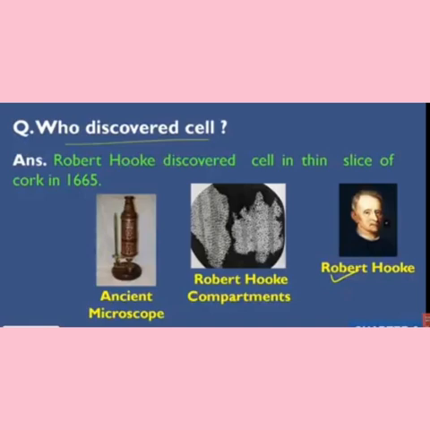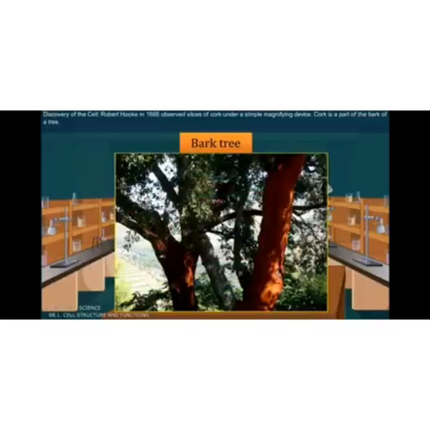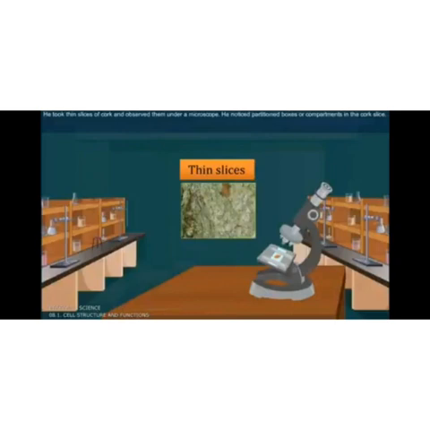This is the picture of the ancient microscope which was used in earlier times, and after his discovery he became known as the scientist who discovered the cell. So he took the bark of a tree. In this picture we saw a tree having bark. Then Robert Hooke took the bark of the tree, took thin slices and kept them under the microscope.